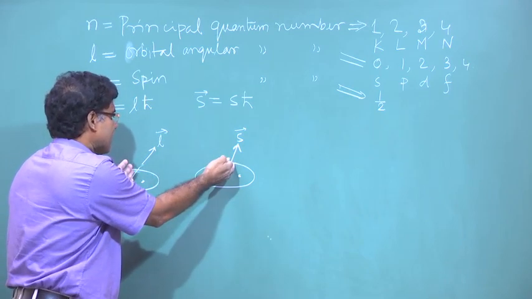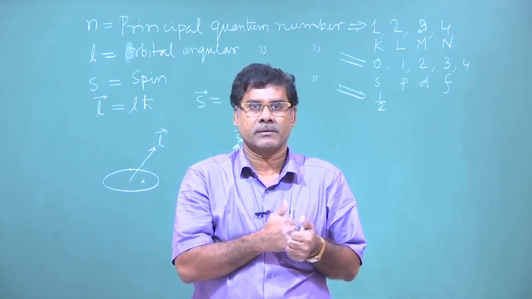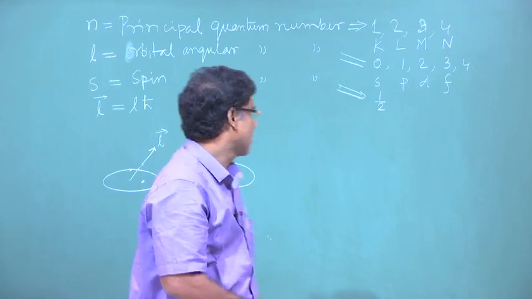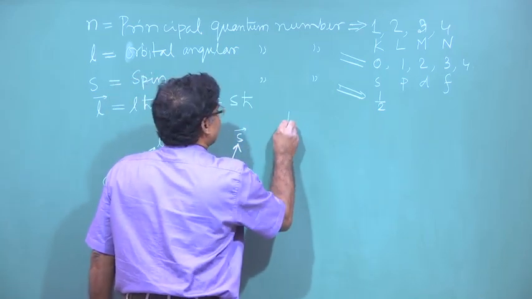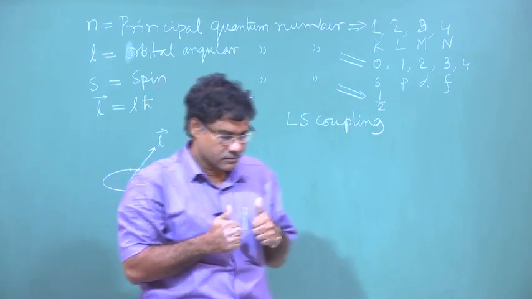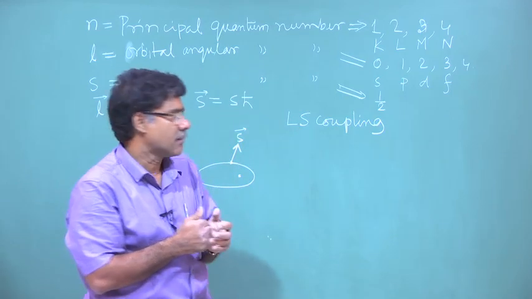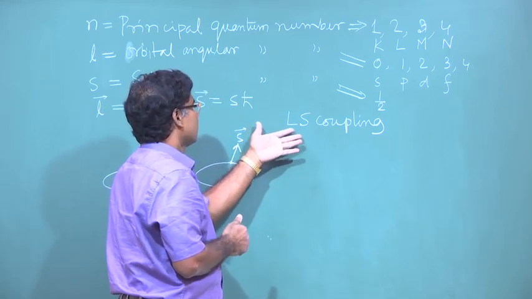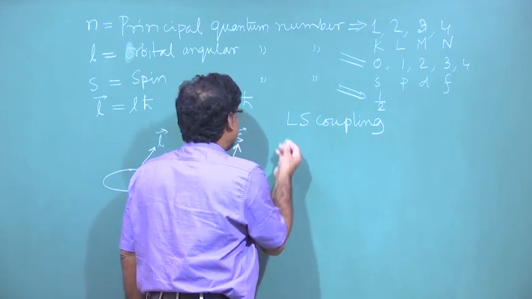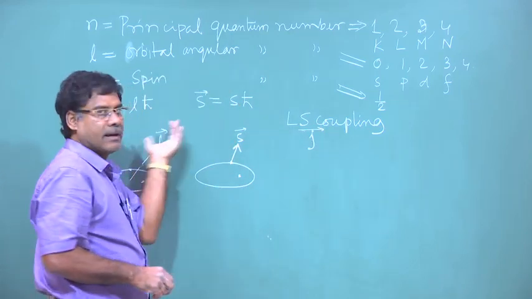Now, for the same electron there are two angular momenta. The question is whether they are independent or coupled. Actually, they are coupled. It is called LS coupling. So, L and S are not independent. They are coupled together and give the resultant angular momentum, called the total angular momentum. It is represented by J. So, L, S and J.